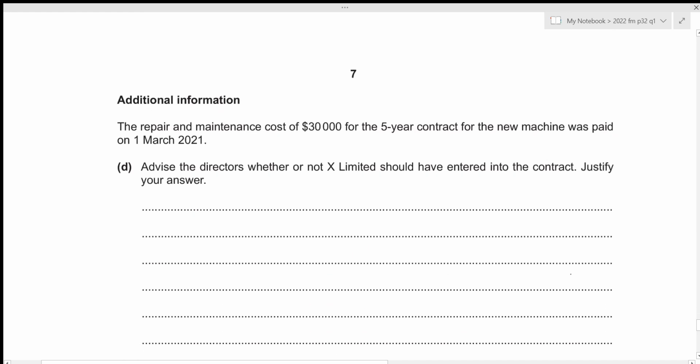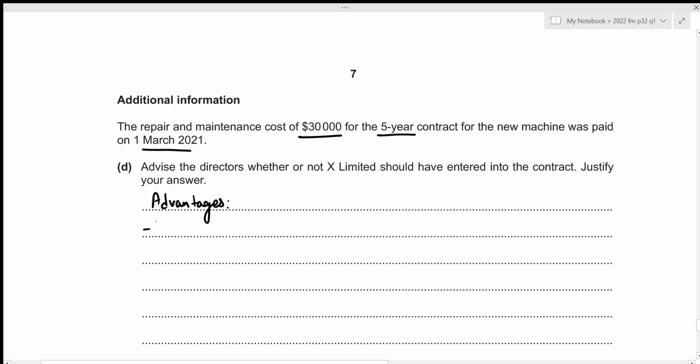We are given additional information. The repair and maintenance cost of 30,000 for the 5-year contract for the new machine was paid on 1st March 2021. We now need to advise the directors whether or not X Limited should have entered into the contract. Alright, so we just need to talk about advantages and disadvantages. So let's talk about advantages first.